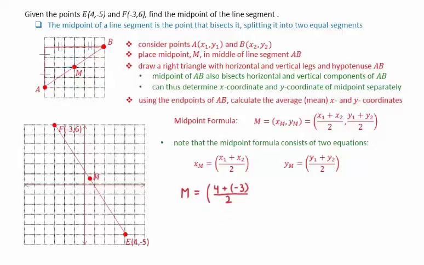Take the average x coordinate, (4 plus -3) over 2, and then the average y coordinate, (-5 plus 6) over 2. This gives a midpoint of (1/2, 1/2).